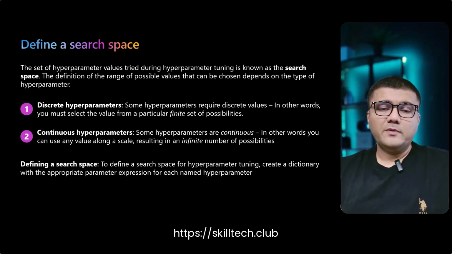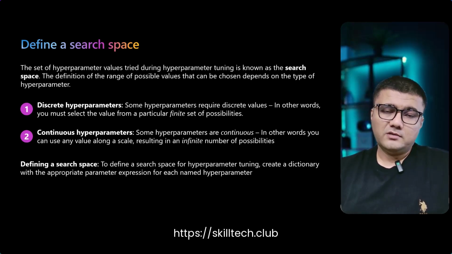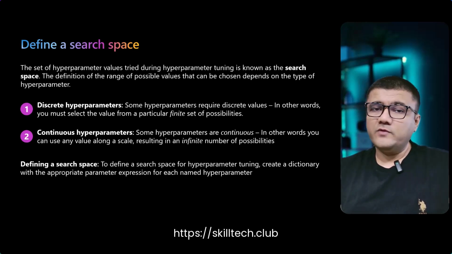And continuous hyperparameters are those hyperparameters which are continuous. In other words, you can use any value along a scale, resulting in an infinite number of possibilities. That's why it is continuous. Now, you have to define the search space. To define the search space for hyperparameter tuning, you create a dictionary with an appropriate parameter expression for each named hyperparameter. And that's something you will be seeing in the next lab when we are going to do that.